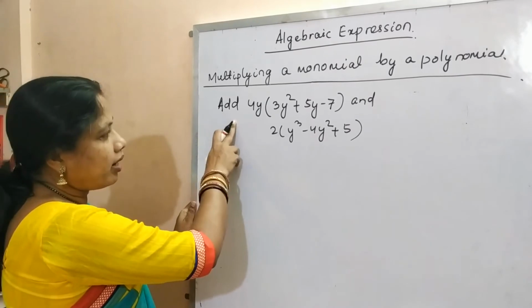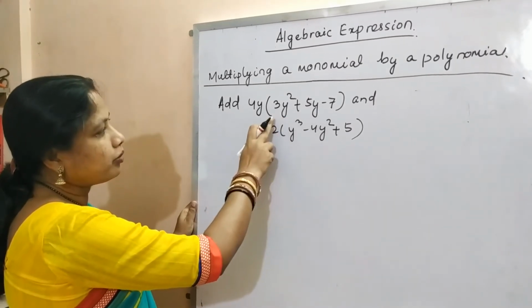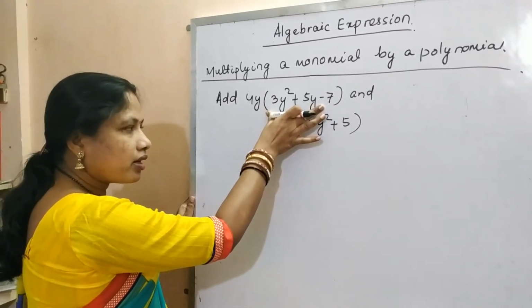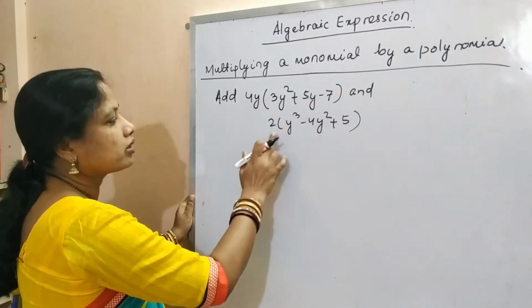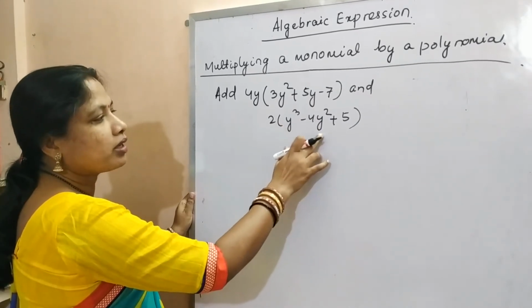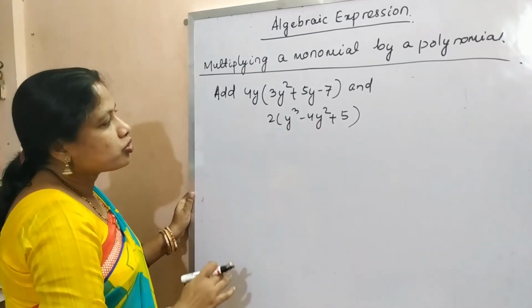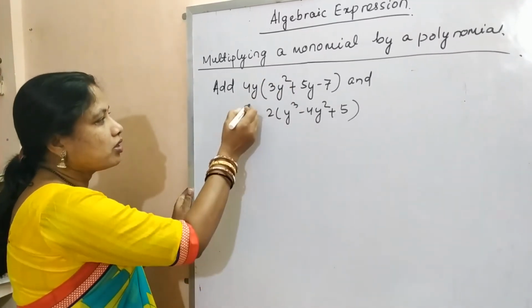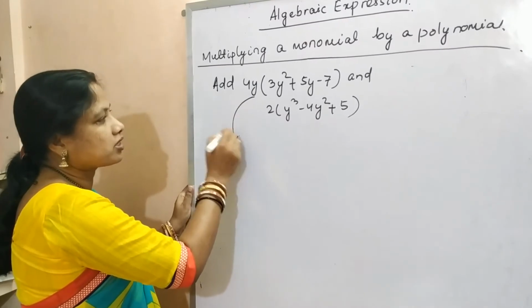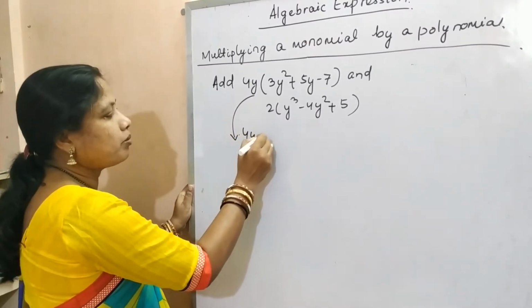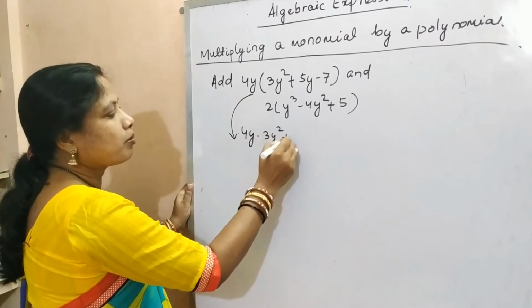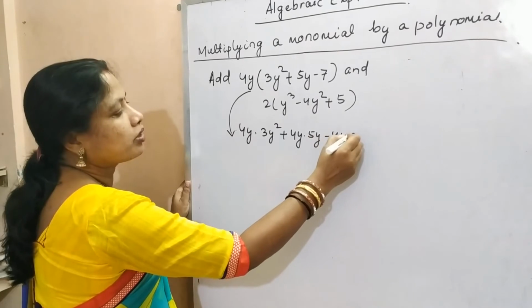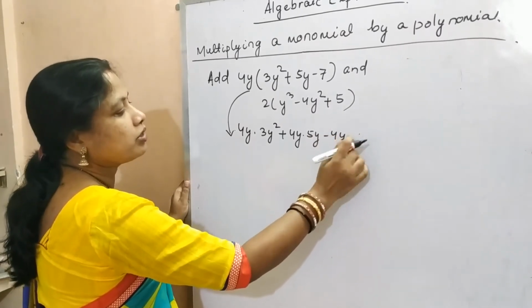Next example, add 4y multiplied with 3y square plus 5y minus 7. This is an algebraic expression. We have to add it with 2 multiplied with y cube minus 4y square plus 5. So before adding, first we have to simplify these two algebraic expressions. So the simplification of this algebraic expression is like this: 4y multiplied with 3y square plus 4y multiplied with 5y minus 4y multiplied with 7.